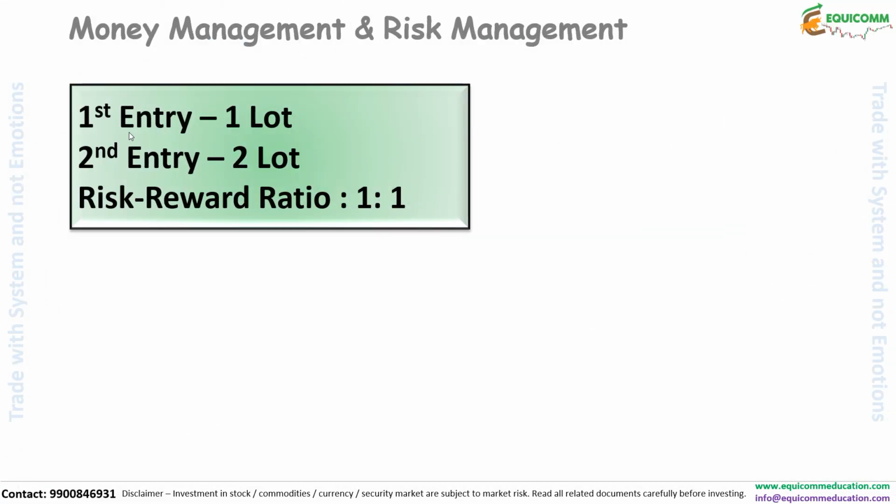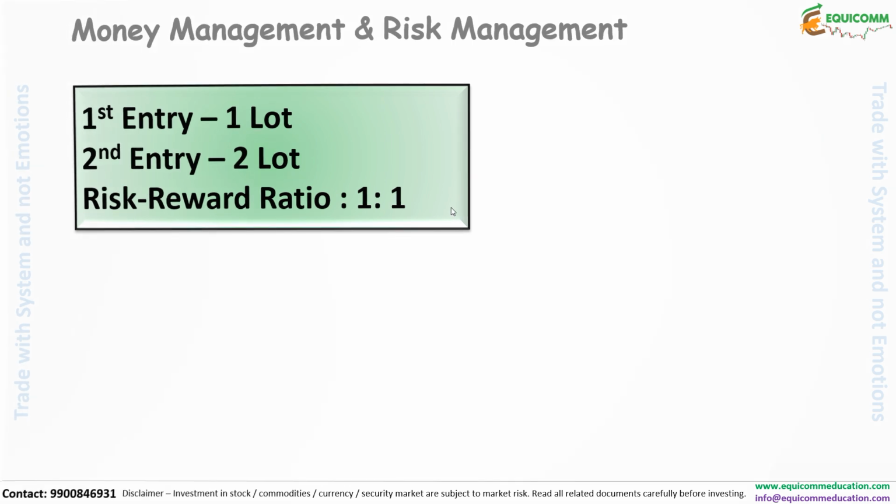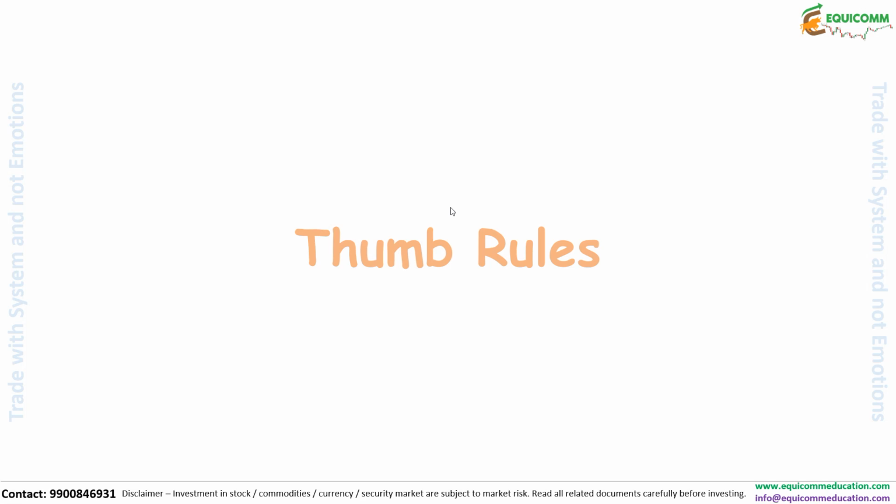First entry, whenever you take your first entry, the lot would be 1. So for first entry, the lot management would be 1 lot. Okay, and second entry would be double the lot of your first entry. If somebody is doing 2 lots in first entry, then for second entry they have to go with 4 lots, right? And what would be the risk reward ratio? It would be 1:1. That is with respect to money management and risk management.